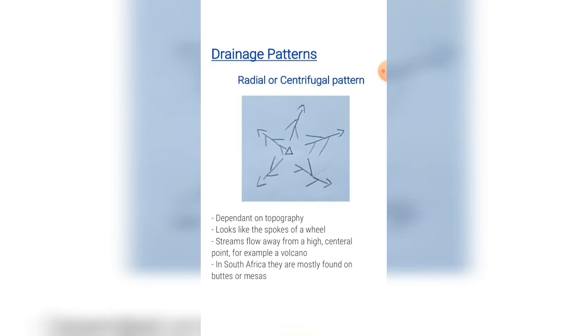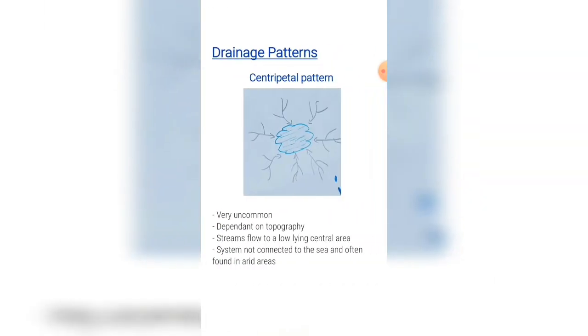Now remember, in this picture, the triangle just represents a trig beacon. It just shows the highest point of land in the surrounding areas. Now the next three patterns are not that important for your matric geography, but you do have to know them.